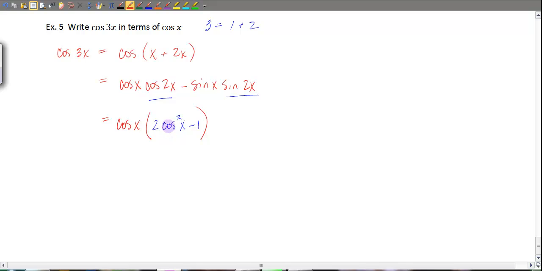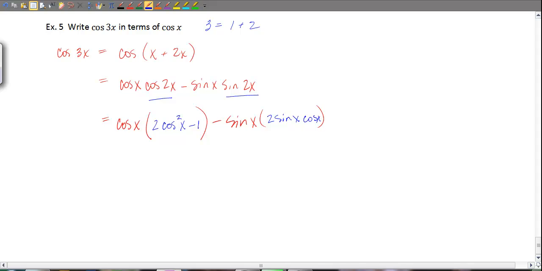Now again, those other two forms, I challenge you to go back and replace this concept with either of those other two forms and you'll come up with the same answer. So we rewrote cosine 2x in this way, minus sine x, and we're going to rewrite sine 2x, again using its double angle identity, to be 2 sine x cosine x.